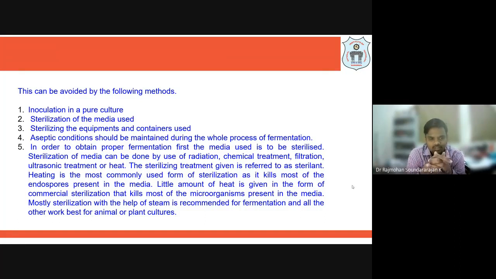Other than growth media, we are going to make use of equipment, right? A fermentation reactor is there, or even a storage vessel is there. Anything there needs to be sterilized. Okay, so we have to maintain this sterile condition, which is also referred to as aseptic condition. So this aseptic condition should be maintained during the whole process of fermentation.